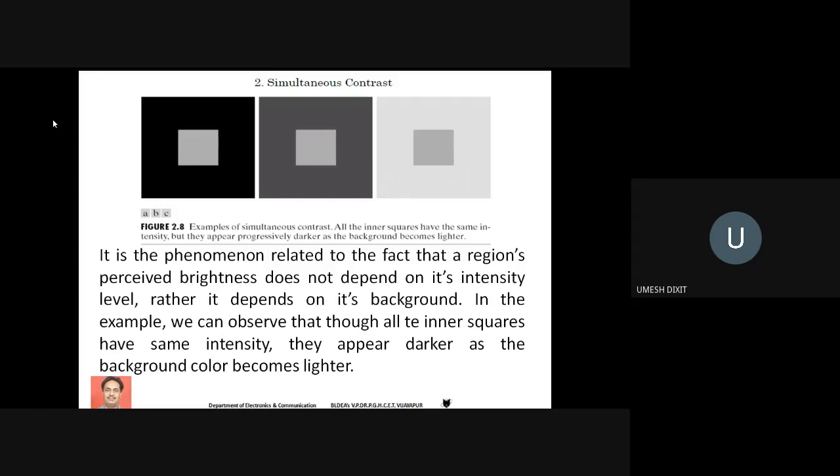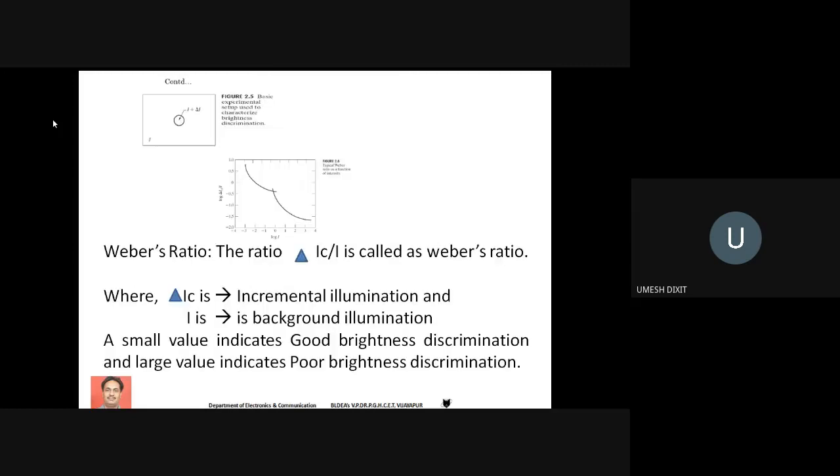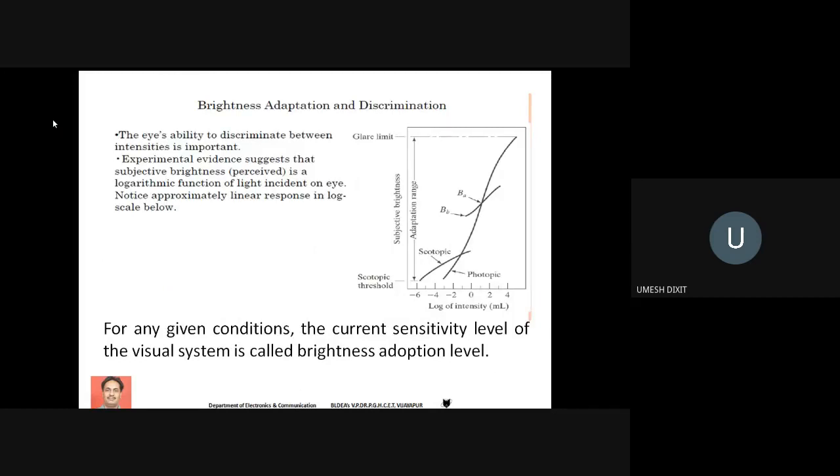Dear students, please remember these three important parameters. One is brightness adaptation and discrimination. It indicates that the human eye's ability to discriminate different intensities is limited. For any given conditions, the current sensitivity level of the visual system is called brightness adaptation. It is also called subjective brightness. Experimentally it is observed that the subjective brightness is a logarithmic function of light incident on the eye.